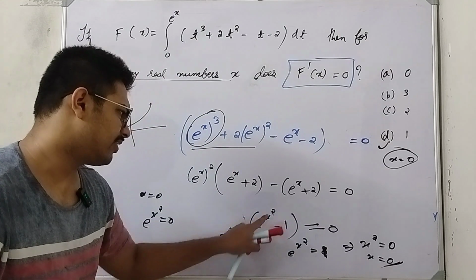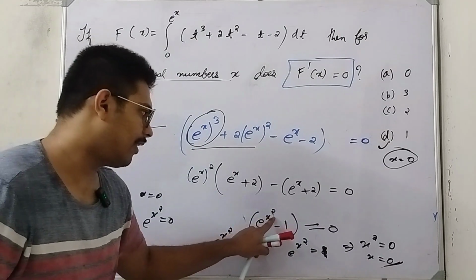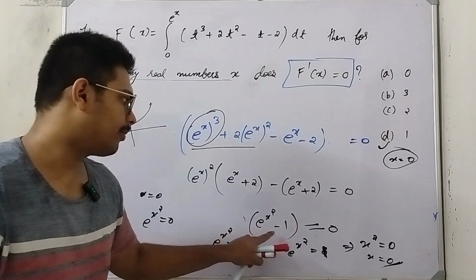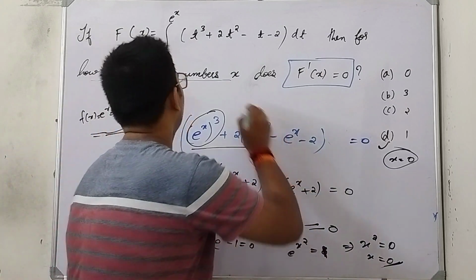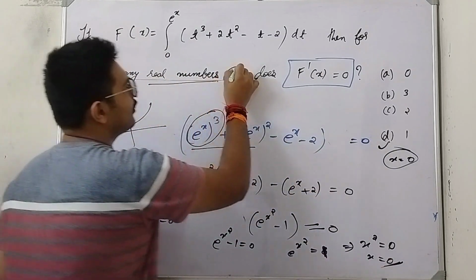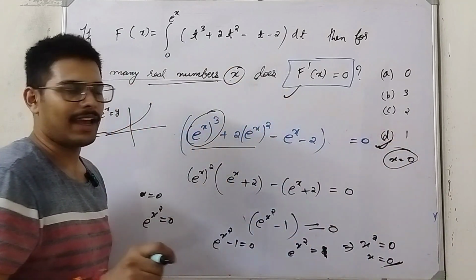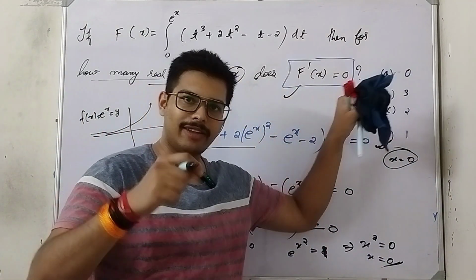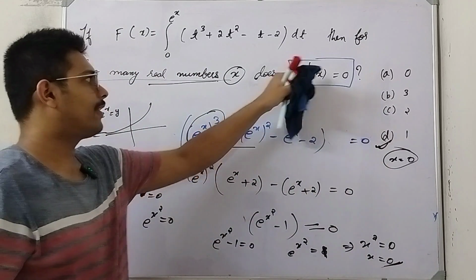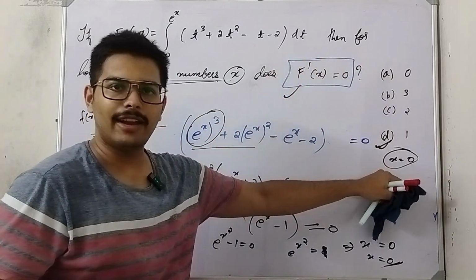You can see e^0 is 1, which means the only possible value is x equals 0, and 1 minus 1 is 0. So the number of real values of x for which F'(x) equals 0 is 1. They haven't asked for the solution, they asked for how many values of x make F'(x) equal to 0: only one value, x equals 0.